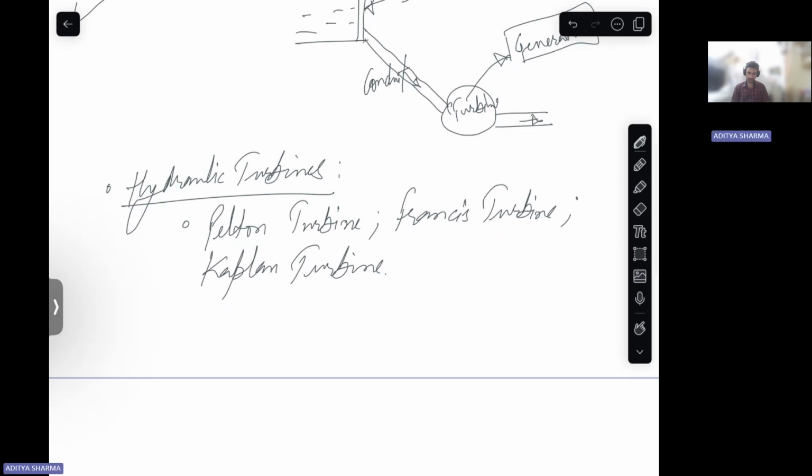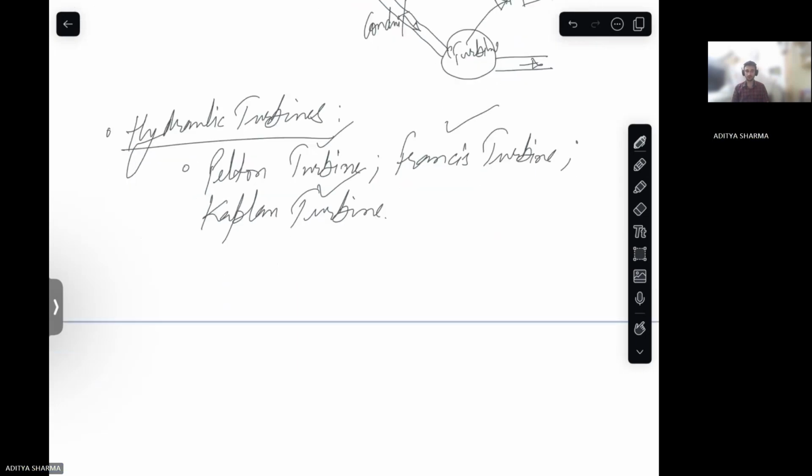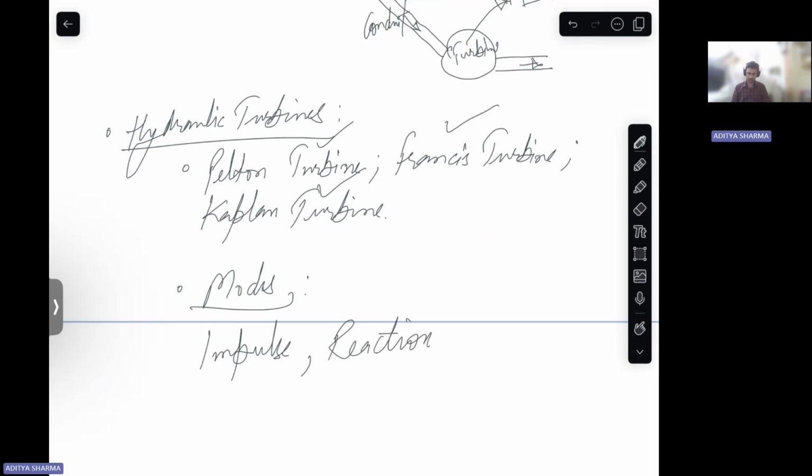So based on discharge, if the discharge of water is low, you use the Pelton turbine. If it further increases, we use the Francis turbine. And if the discharge is too high, in that case, the Kaplan turbine is used. Then there are modes. One is impulse mode, then reaction mode. What is an impulse mode?